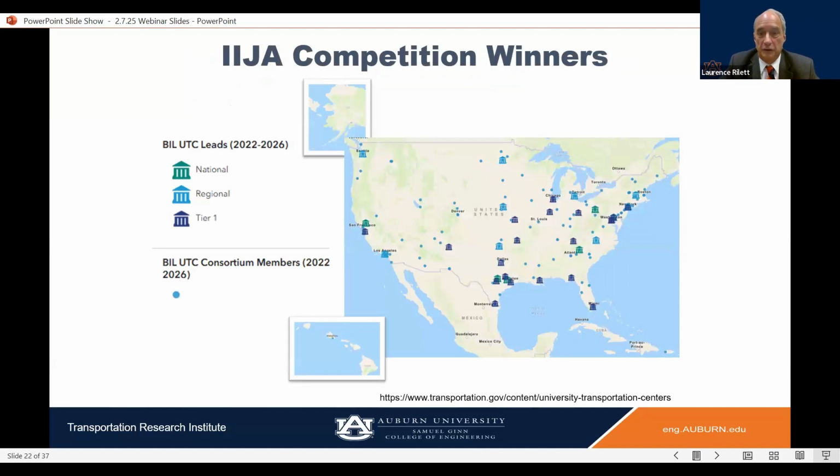So as I said, there's 35. I took this picture off the USDOT website. You can see the locations. The large logos are where the centers are, and then the small dots are where the partners are. And you can see that it's pretty, as you can imagine, from a $90 million program, it's pretty widespread across the USA. Almost all regions have some contribution to the program.